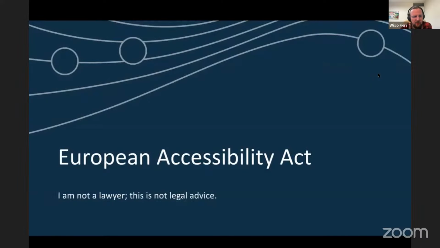So let's get started on the European Accessibility Act. Just a little bit of a disclaimer. I am not a lawyer. This is not legal advice. So make sure to double check before you act.